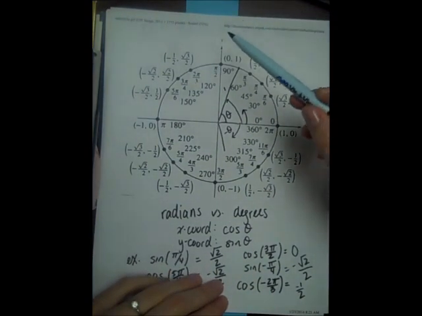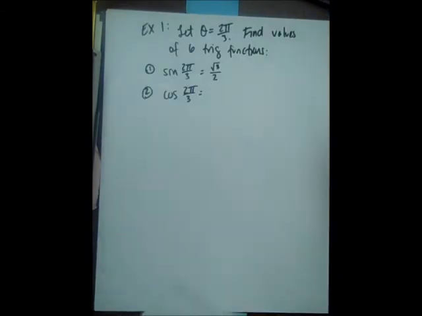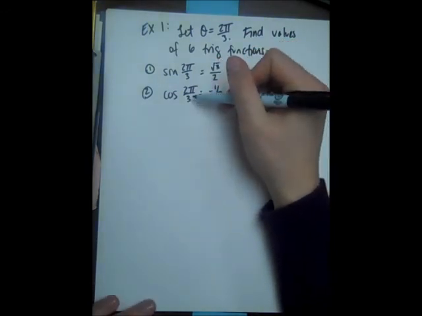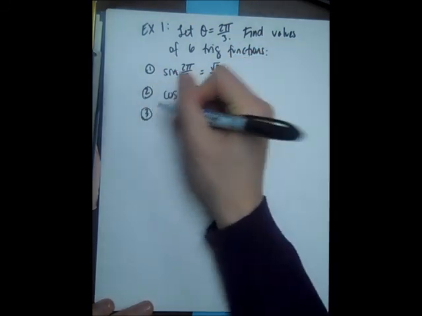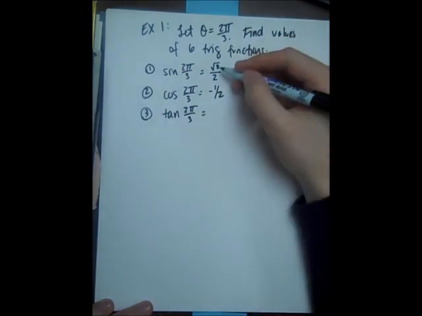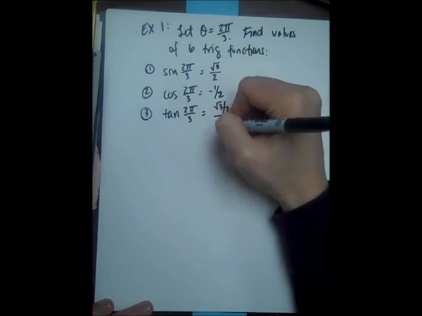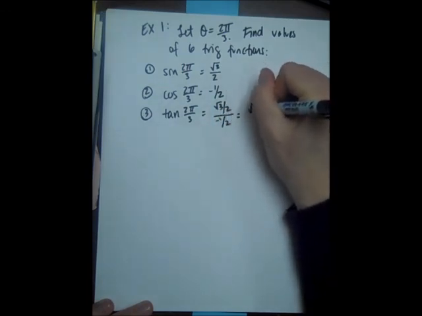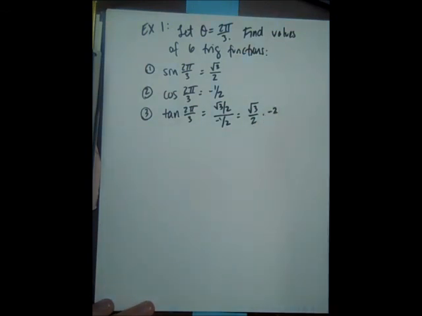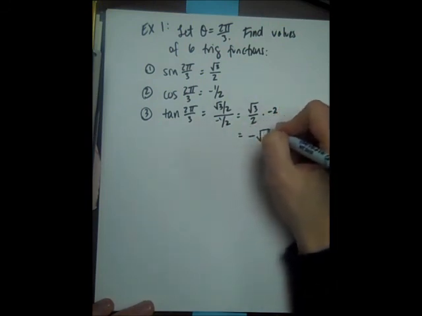So the cosine of 2 pi over 3, looking at the same point, is the x-coordinate, so negative 1/2. Now once I find sine and cosine, I can find the rest of them just by using what I know. So the tangent of 2 pi over 3 is sine divided by cosine. So that's square root of 3 over 2 divided by negative 1/2. If I write this out, this would be square root of 3 over 2 times negative 2, because dividing by negative 1/2 is the same as multiplying by negative 2, which is negative square root of 3.